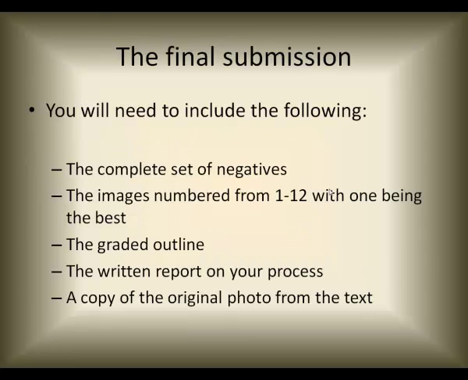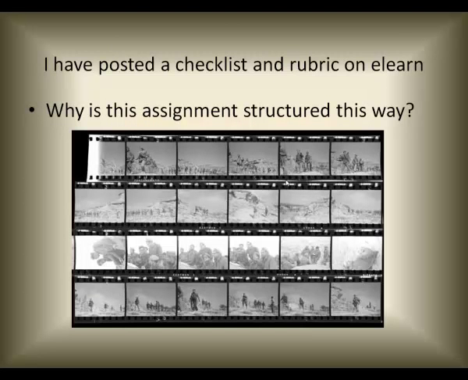So for your final submission, you need a complete set of negatives. So if you've got 27 negatives, I want to see all 27, but 12 for the assignment only. Your images need to be numbered from 1 to 12, with 1 being your best. Your graded outline, your written report, and an original photocopy or print from your original photograph. So I want that as well. Now, I've posted that rubric again for you on eLearn. There's a checklist as well that can help you make sure that you've submitted this assignment correctly.